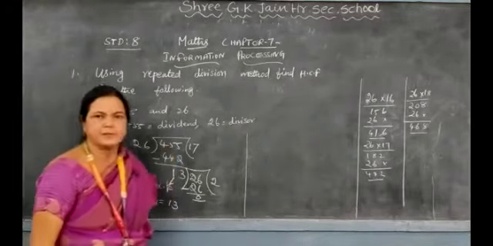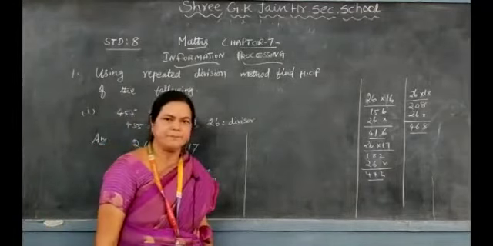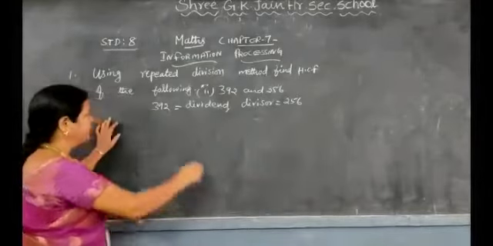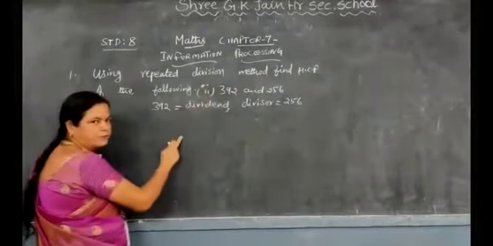Such an interesting sum, you know. Shall we do the next sum? Shall we see the next sum? Second sum, it is given 392 and 256.